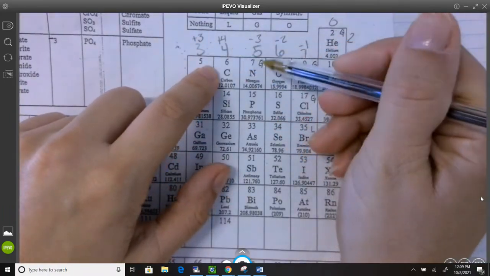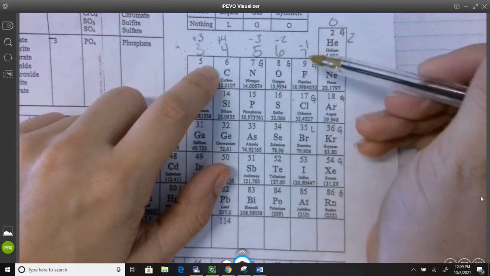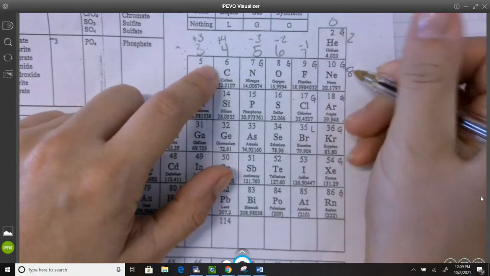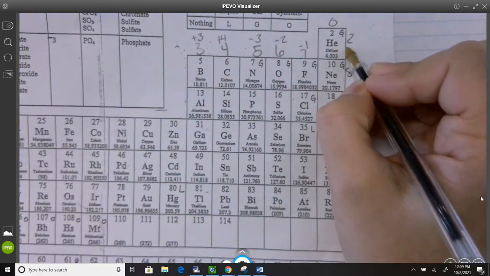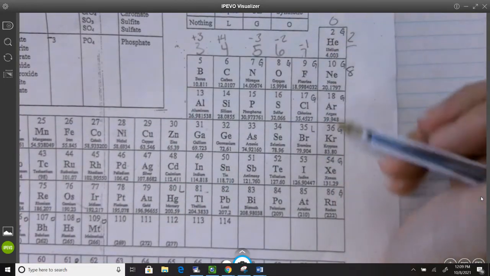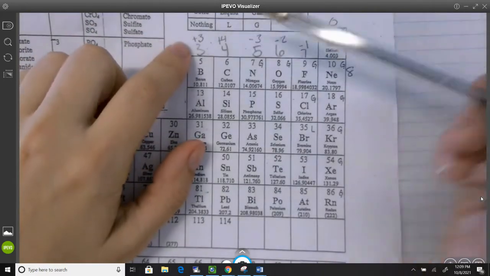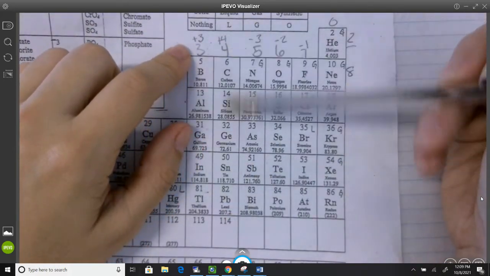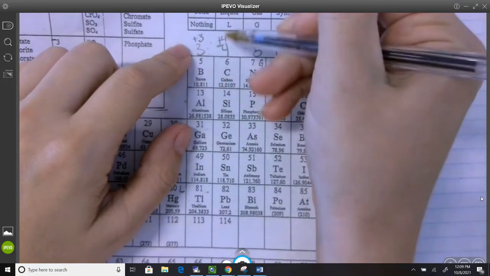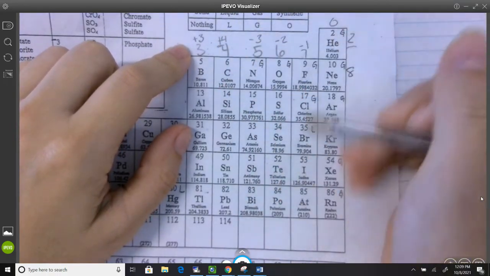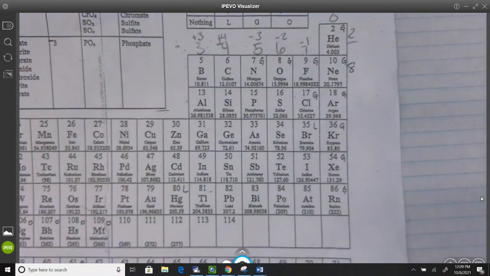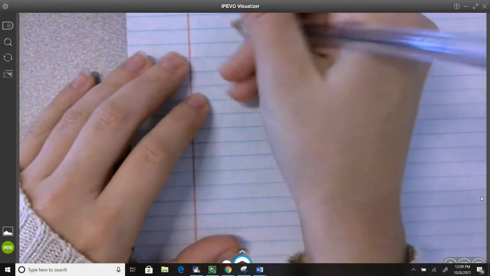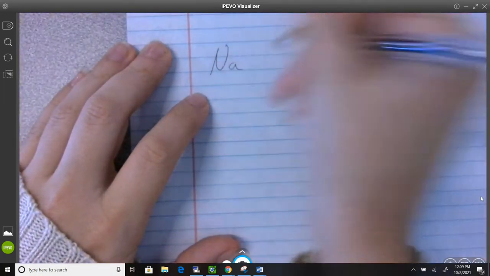4 valence electrons, 5 valence, 6, 7, and then from neon down you have 8. Helium's the only one that'll have a valence electron of 2 from this family. Same thing with the charges. Plus 3, plus minus 4, minus 3, minus 2, minus 1, and a charge of 0 for your last family. These are all trends.